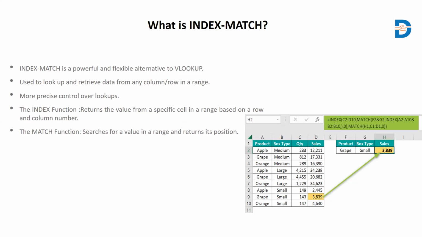So what will the INDEX function return? The INDEX function returns the value from a specific cell in a range based on the row and column numbers. Whereas the MATCH function searches for a value in the range and returns its position. Let us see an example of it.